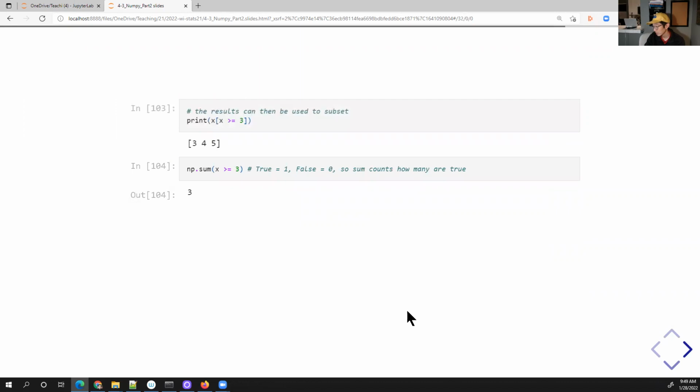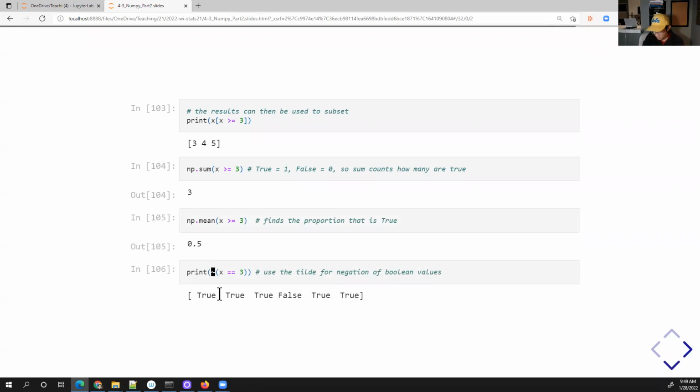These things behave exactly as such. You can then take that Boolean array and use it to subset your array X. So we can do array X subset on X greater than or equal to 3. And it subsets to the values that are true, okay? You can also apply sum to a Boolean array, and trues get turned into ones, falses get converted to zeros, and this will give you the sum of how many values are true. You can also call the mean, and it will give you the proportion that's true.